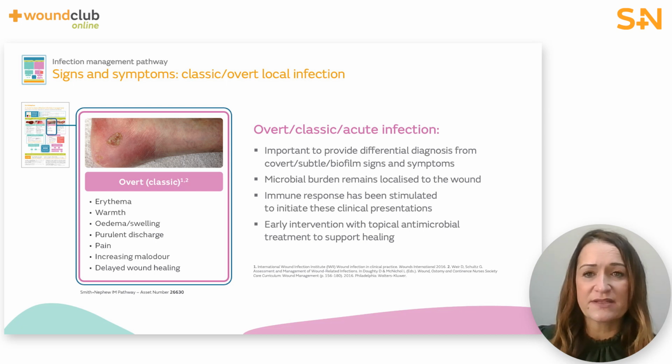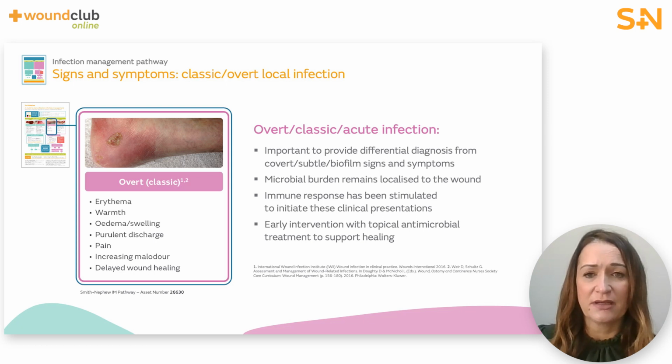Acute or overt infection is usually obvious to experienced clinicians. Erythema: increased redness of the tissue as a result of increased dilatation of the local vasculature. Warmth: result of increased blood flow and the battle between bacteria and host immune response. Edema: result of increased blood flow and inflammation response.